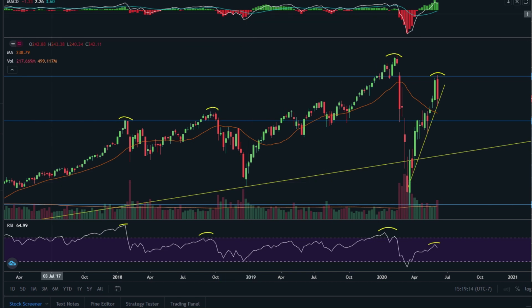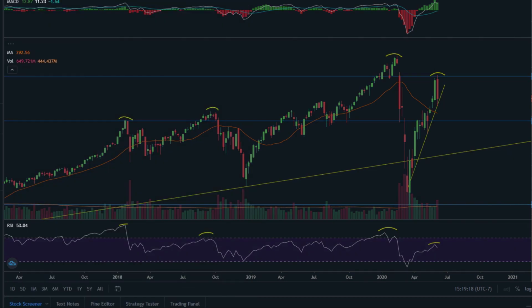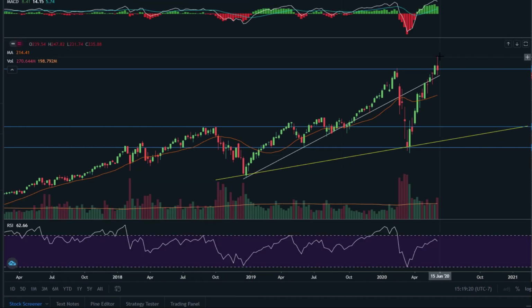Now let's take a look at the Qs, see where they are. And the Qs, even though they made a higher high on the chart, you take a look at the RSI again, and it's making a lower high compared to the high or the peak it made before the market crashed in late February.